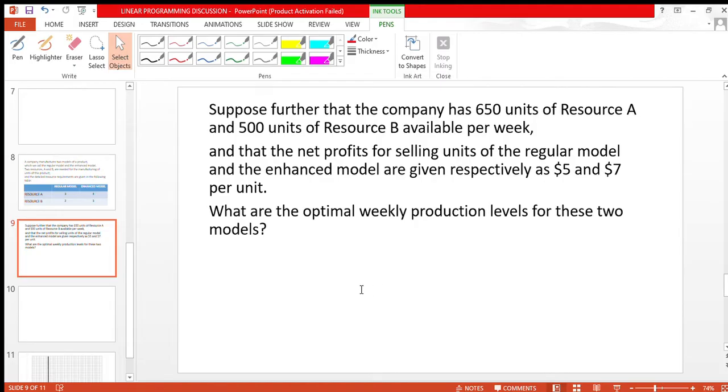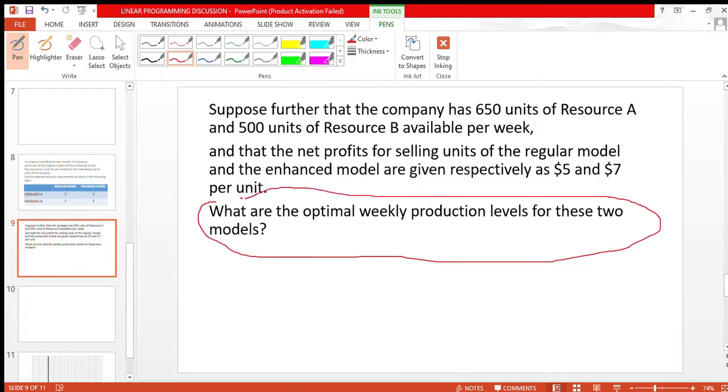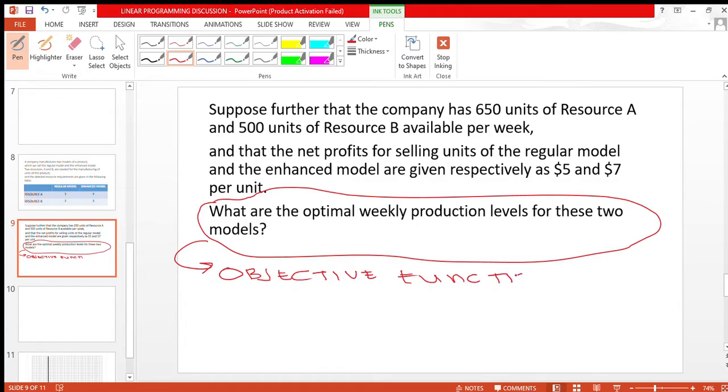So if you will consider the problem, look at the last statement given. This is our goal. And the goal of the problem will tell you where you will obtain your objective function. Reading again the statement: what are the optimal weekly production levels for these two models? In other words, we would like to look at what production levels we will create for both models so that we will have the optimal solution.